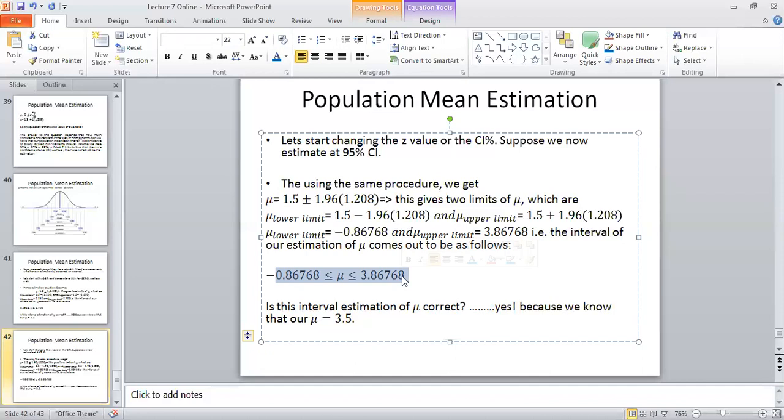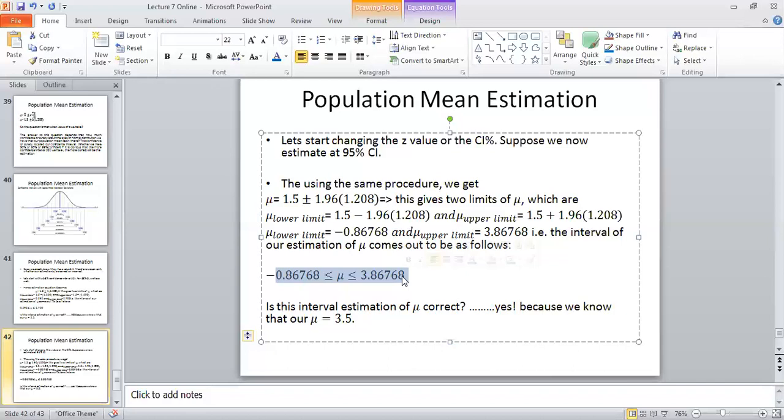So by 95% confidence interval, we mean that if 100 samples were taken, then out of those 100 samples, 95 of them would give me a mean value which lies in this interval from minus 0.86768 to 3.86768, right? And this would be the estimate of the population mean. Do we understand this now? This is a very important concept of confidence intervals in statistical inference, and we need to understand this.